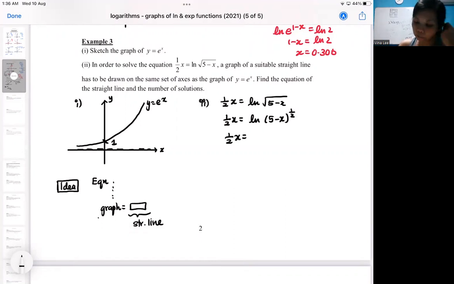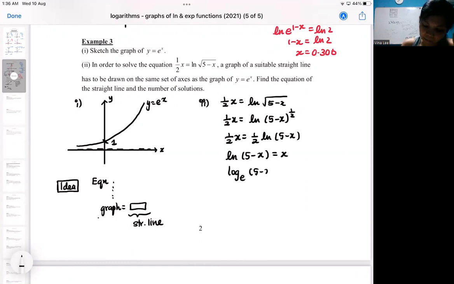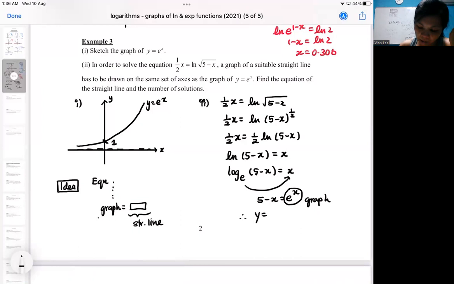So I change the square root to power half. I bring down the power, and I cancel the half on both sides. And not forgetting that this is log base e. And I'm going to change it. My graph appears. Can you see? This is my graph. So once my graph appears, that means y is equal to 5 minus x.